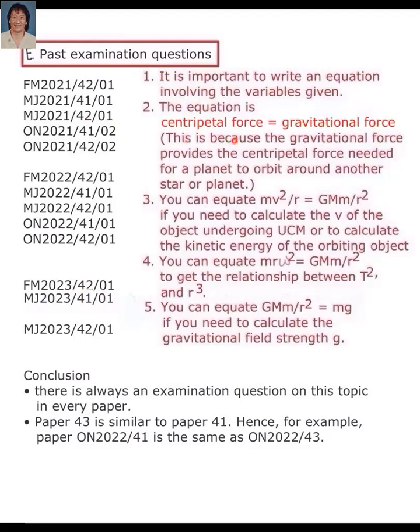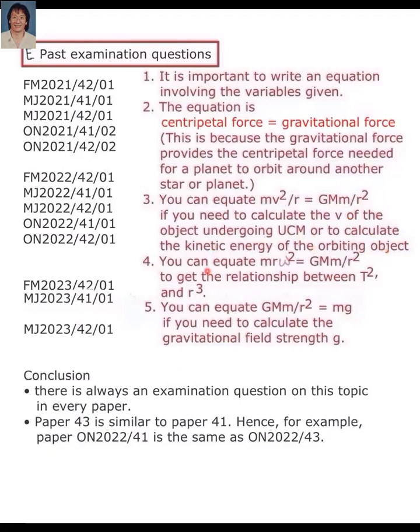This is because the gravitational force provides the centripetal force needed for a planet to orbit around another star or planet. Number 3, you can equate mv squared over r, which is your centripetal force, equals to GMm over r squared, if you need to calculate the speed of the object undergoing uniform circular motion, or to calculate the kinetic energy of the orbiting object.